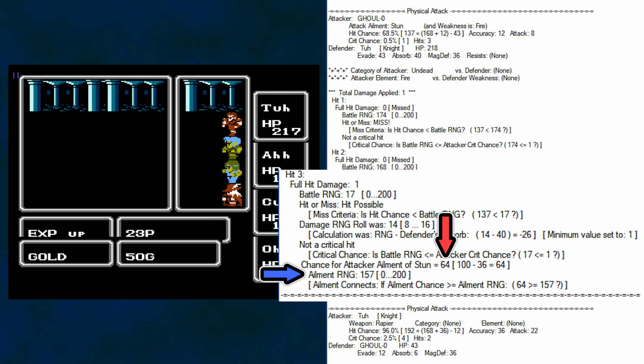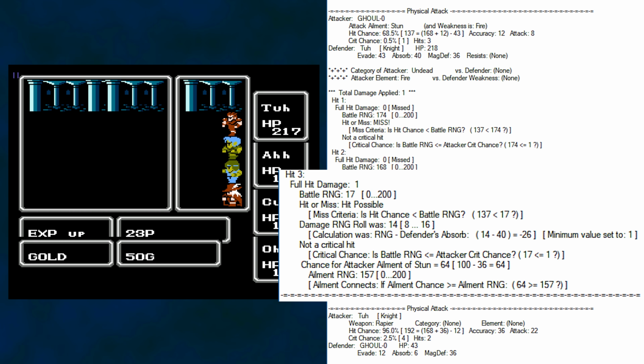We roll for ailment RNG, once again a number between 0 and 200, with 200 being an automatic miss, and get 157. The ailment will connect if our calculated chance is greater than or equal to ailment RNG. 64 is nowhere close to this, so the ailment does not hit. Our knight is therefore not stunned.